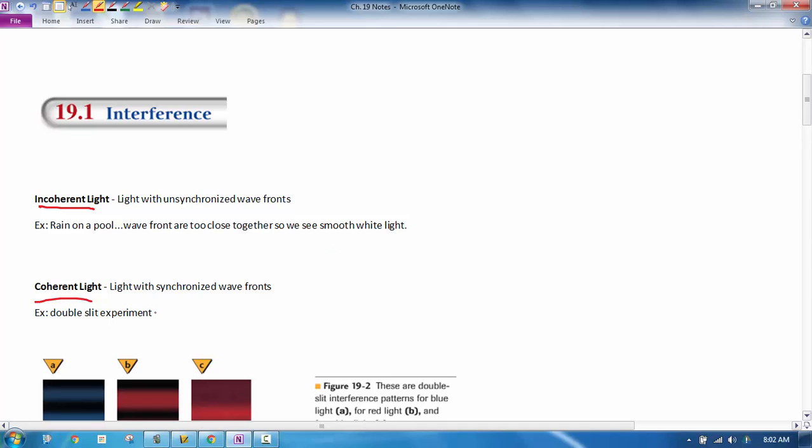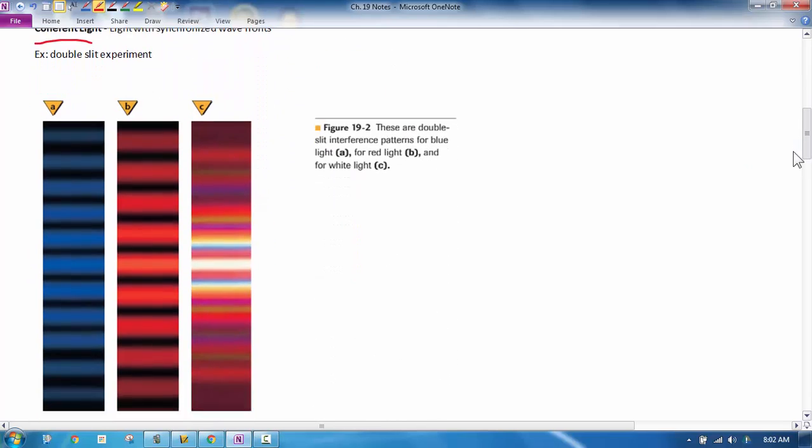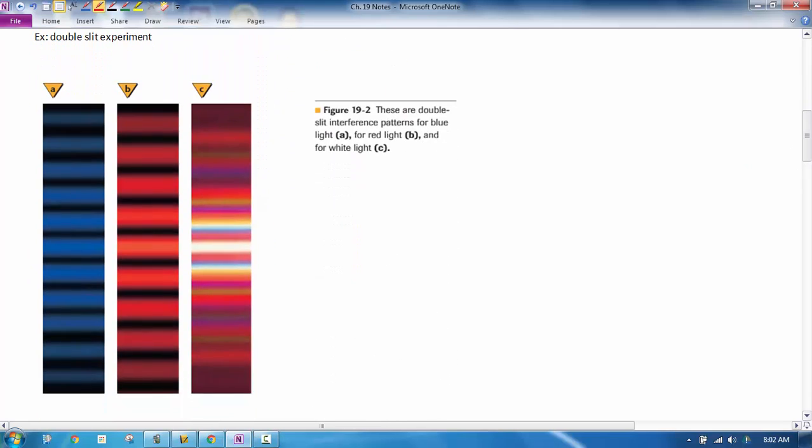Coherent light then is light with synchronized wavefronts. An example of that would be the double slit experiment. Here's what it looks like. This is red light for the middle one, blue light, just the frequencies of blue light for the first one, and the last one is white light.